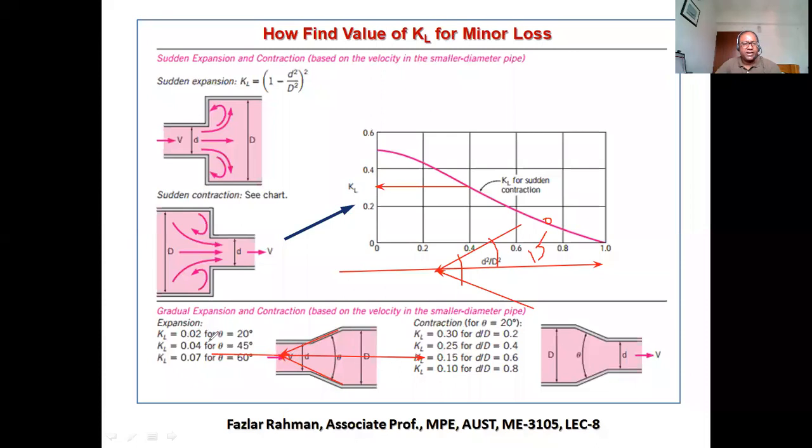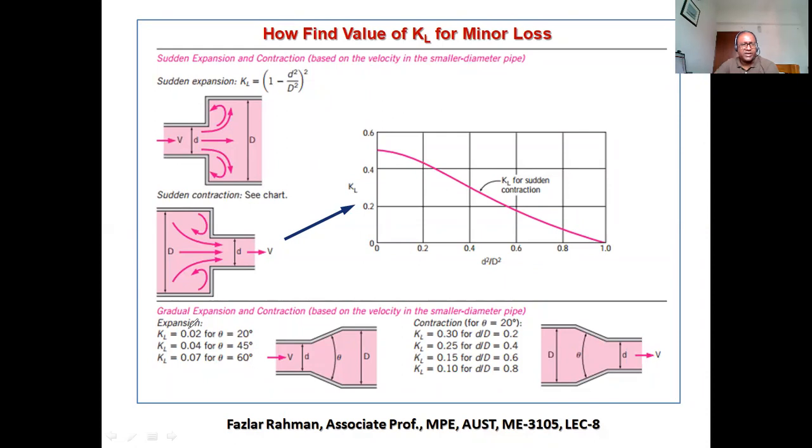Now you see they are giving values theta equal to 20, 45, 60, KL value 0.02, 0.04, 0.07. If it's 30, how will you figure it out? You just need to interpolate, because for 20 degrees 0.02 and 45 degrees 0.04, then you figure out the intermediate data for theta equal to 30 or theta equal to 25, what will be the value.